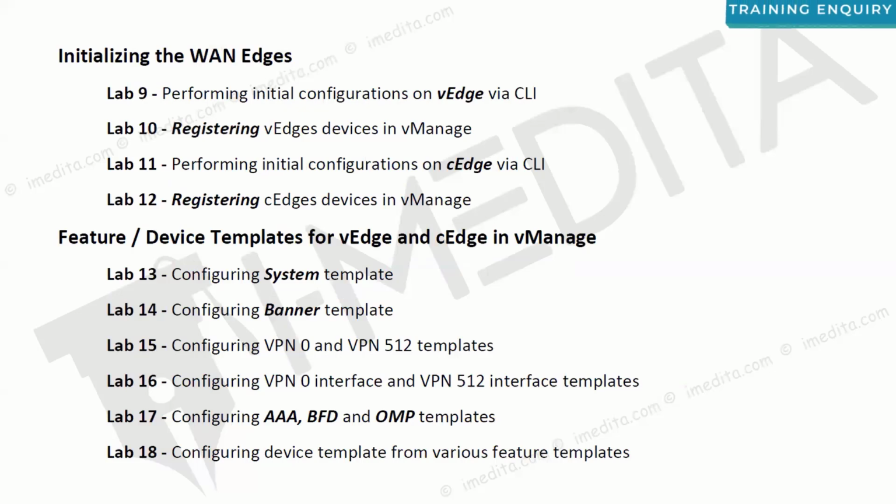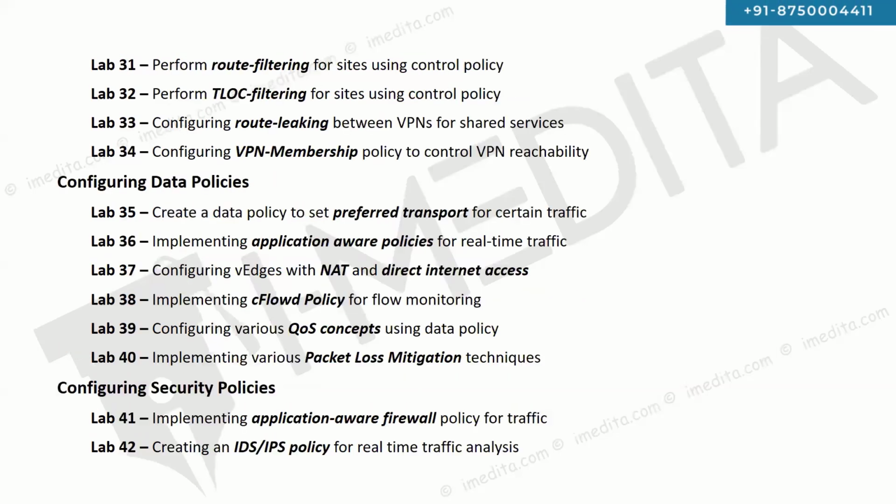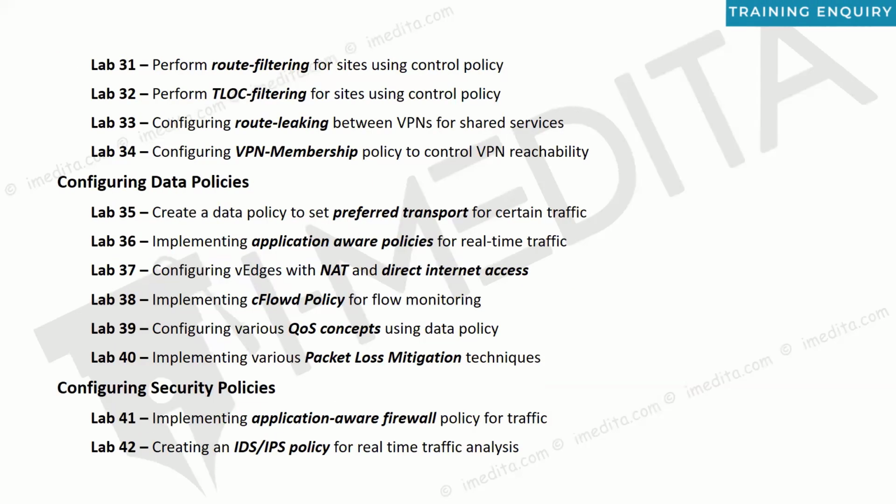Then we'll start working on the templates for VHs and CHs both. In templates, we will cover the system template, banner, then VPN template, interface template, AAA, BFD, and all that kind of thing. At the same time, we will also cover traditional routing like static, OSPF, BGP, EIGRP kind of thing, the TLOC extension. Then right after that, you will start with the policies. When it comes to policies, you have control policies as well as data plane policies, so we will be covering that.